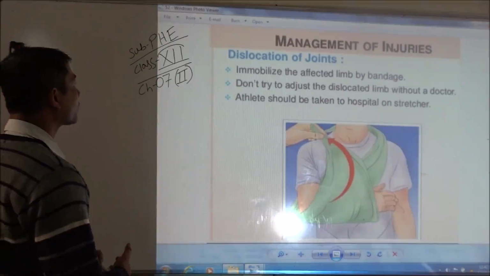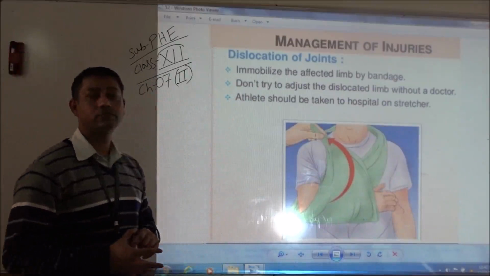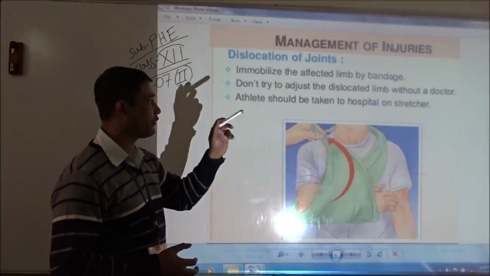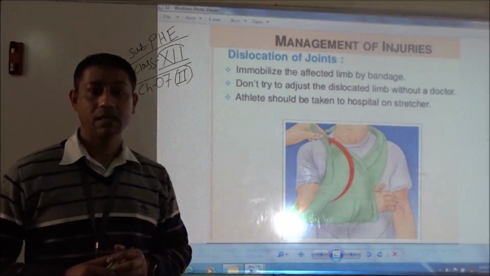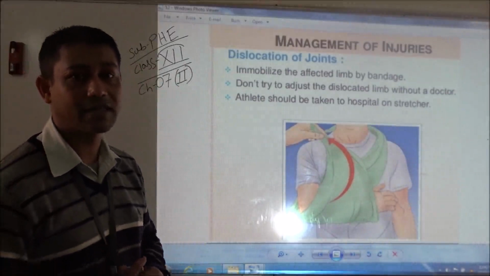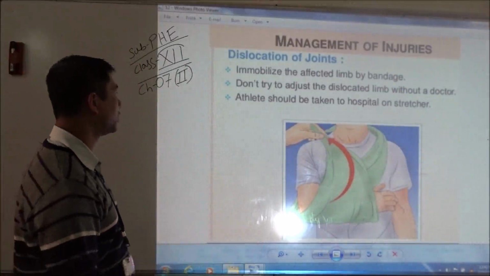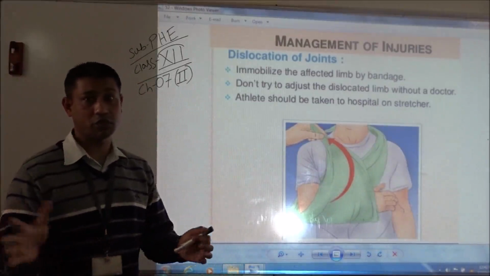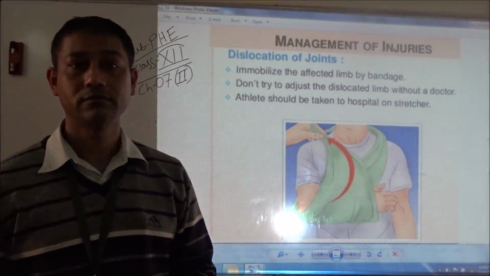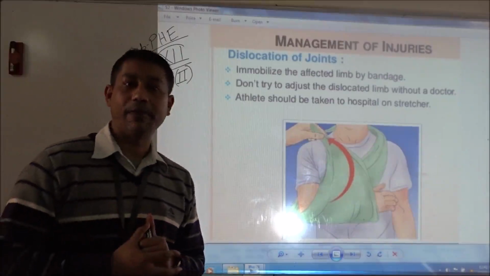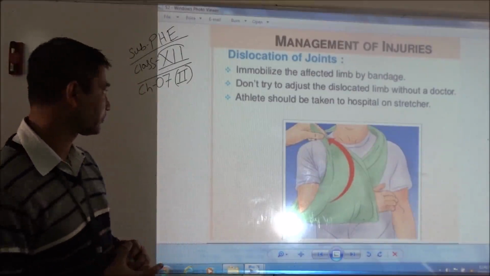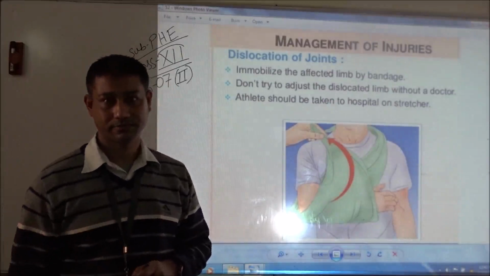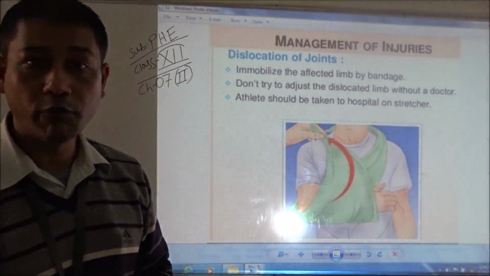Now, the management of dislocations: immobilize the affected limb by bandage. It means the bandage should be tied firmly so that there is no further movement. Don't try to adjust the dislocated limb yourself. We should not try to relocate the impacted part of the body. The athlete should be taken to hospital on a stretcher so that movement can be restricted.